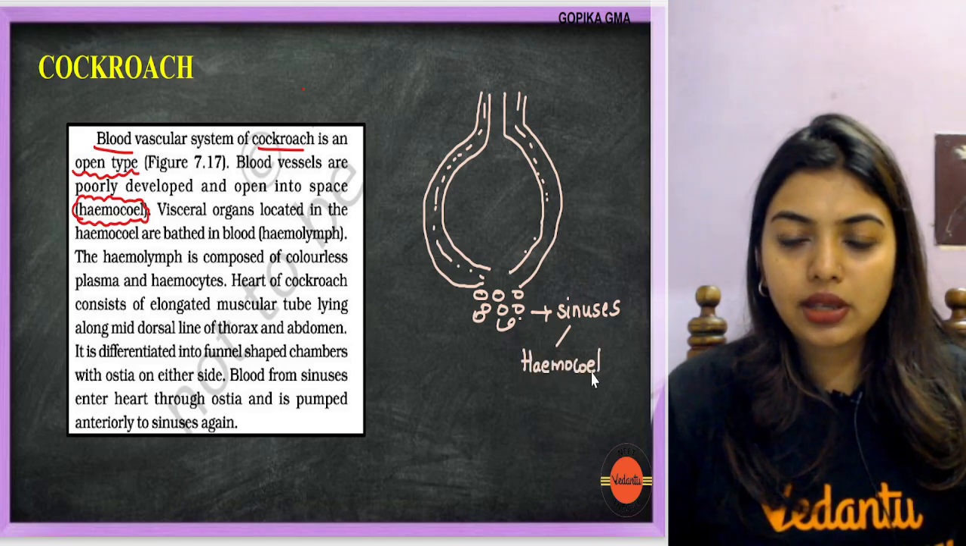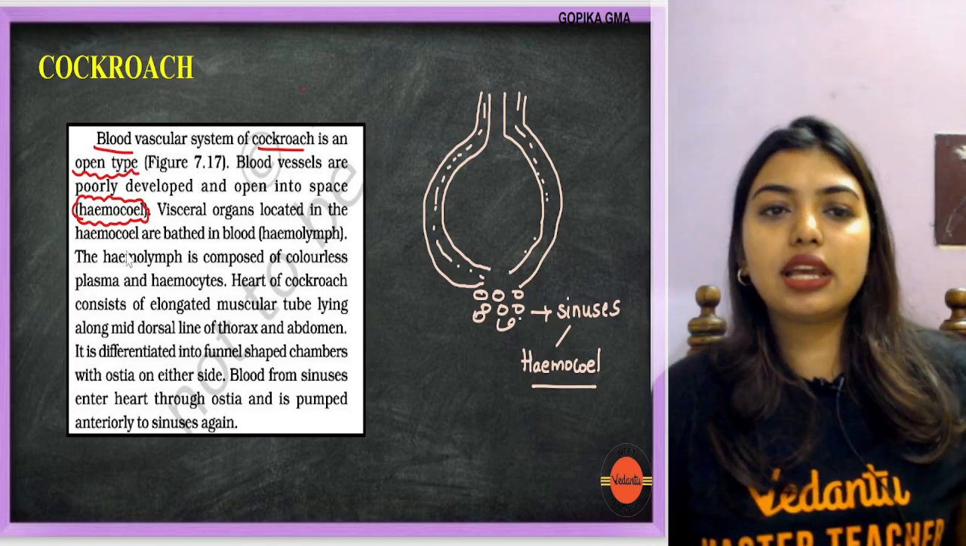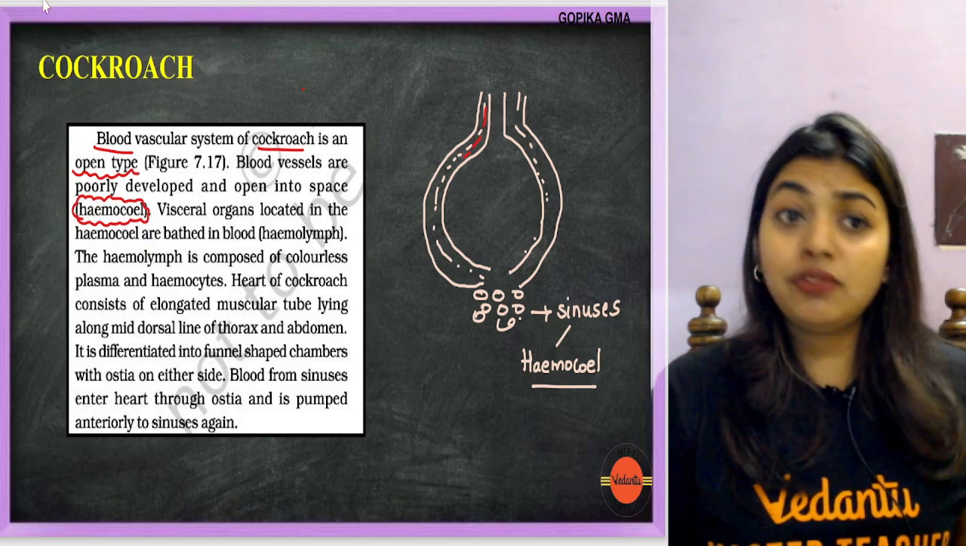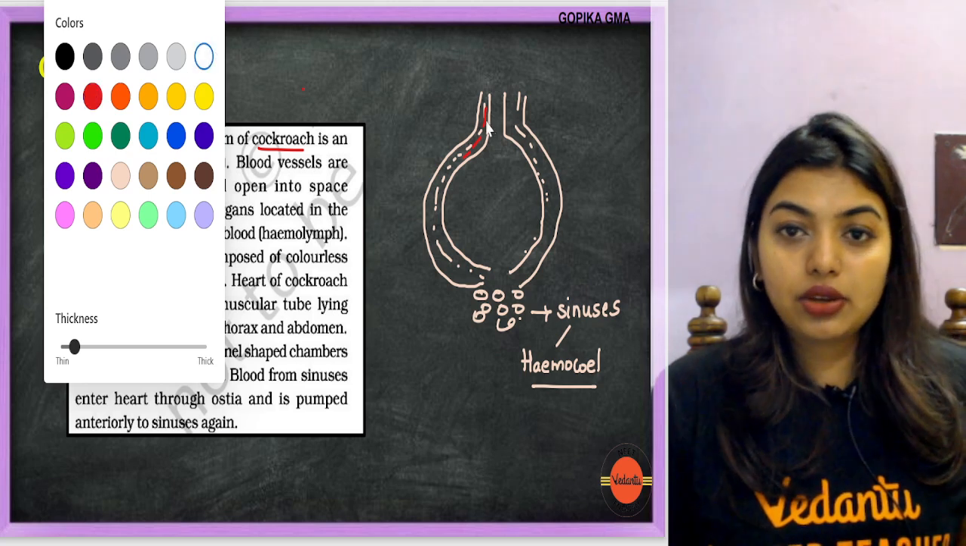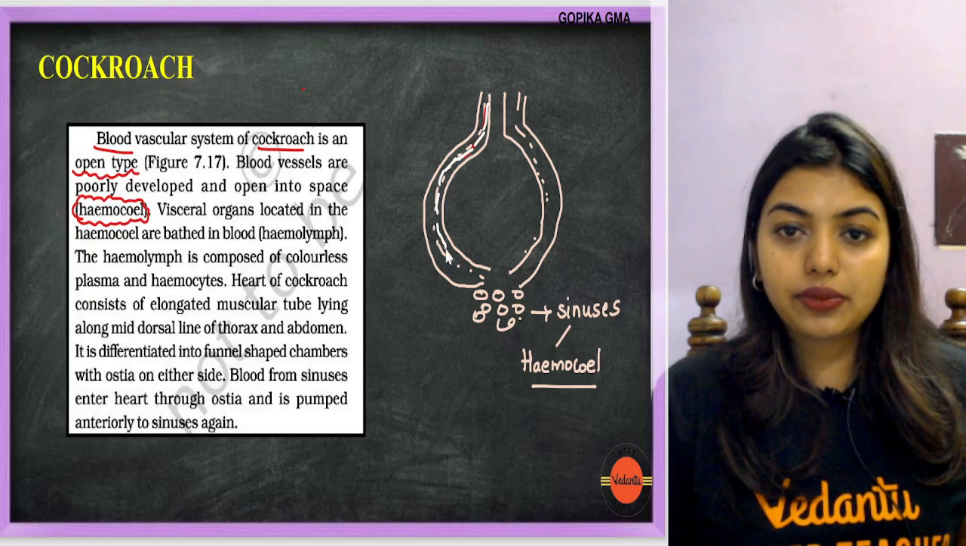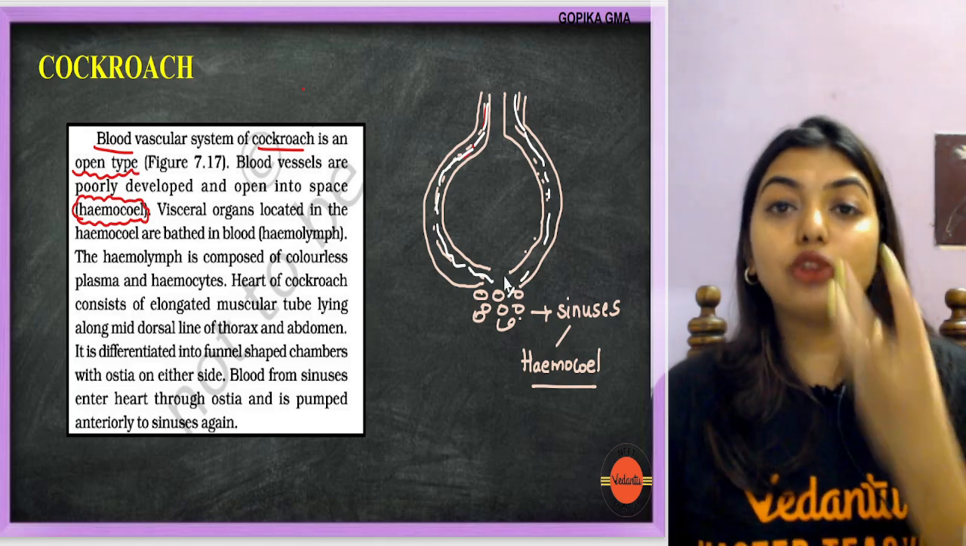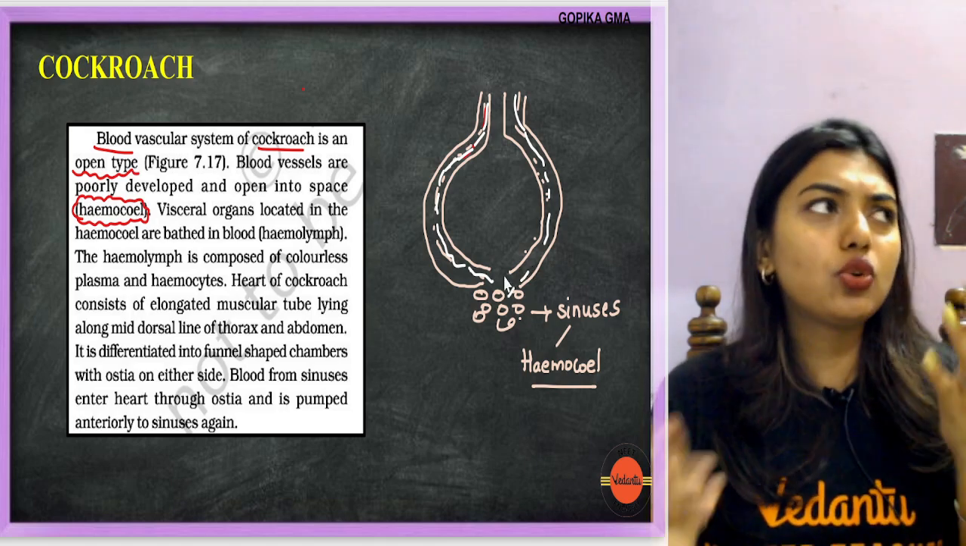Hemocoel. Now what is going to happen when spaces are there? See, when the blood is flowing, right? Let's say the blood is flowing. White color blood, students, white color. Imagine blood is flowing. The blood will flow and it is going to bathe all the organs, right? It's open type. There is no proper system.